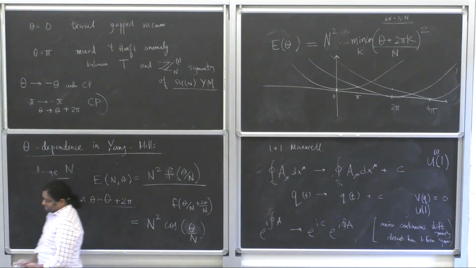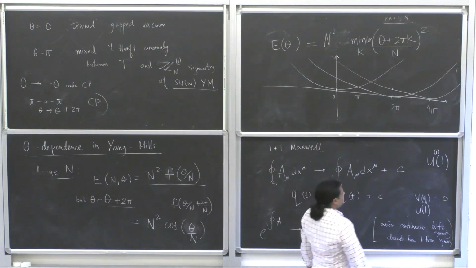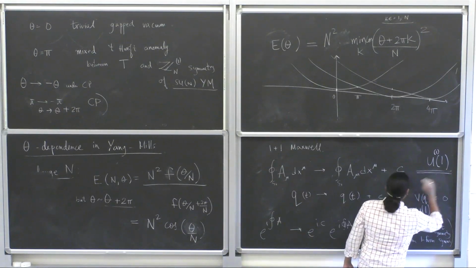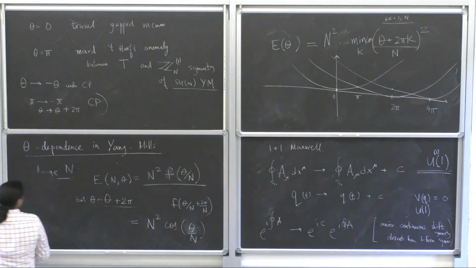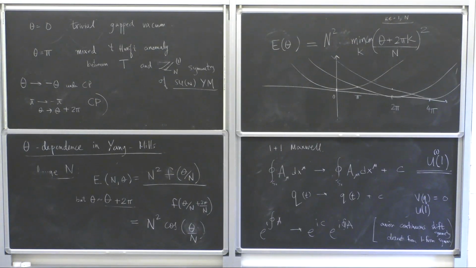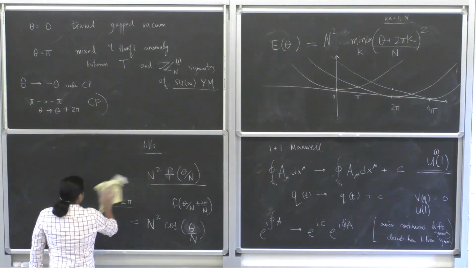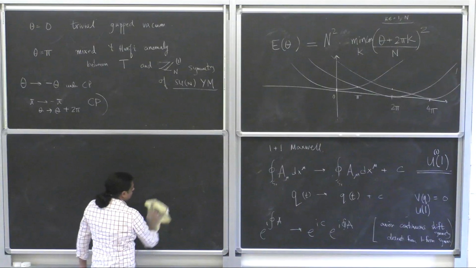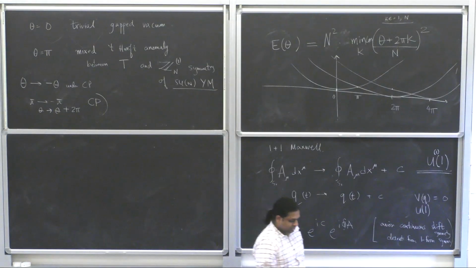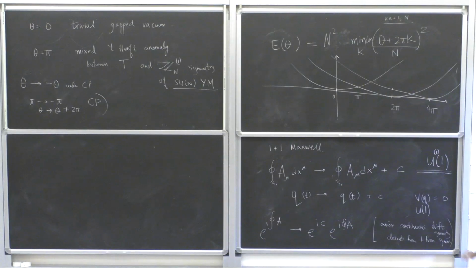Okay, so 1+1 Maxwell has this one-form symmetry, which is actually a U1 symmetry. Let's say some more about the U1 Maxwell before going on to the non-abelian case. This is a global symmetry, so we could decide to break this global symmetry. We could have this global symmetry or not.